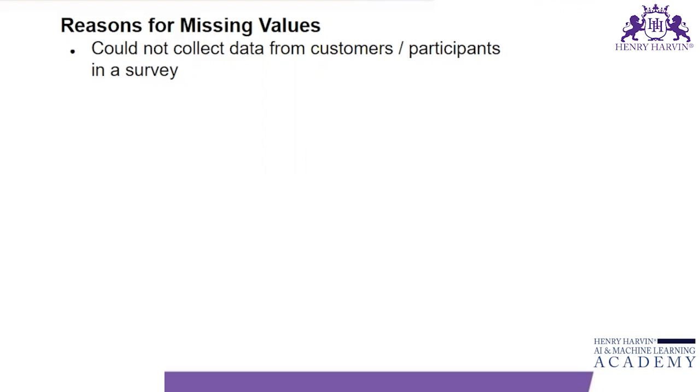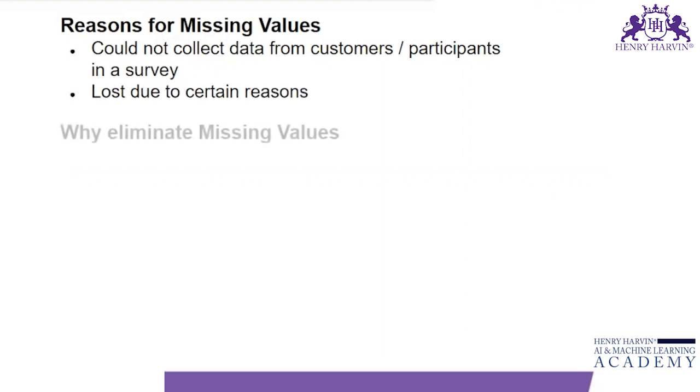Or there can be a reason that the question you asked in the survey is not understandable by the participants. The question may not be legitimate, and it might give another meaning. So these are the reasons that you might get missing values in the data set. Apart from that, there can be a reason that you had that data, but due to some reason, you lost that data.